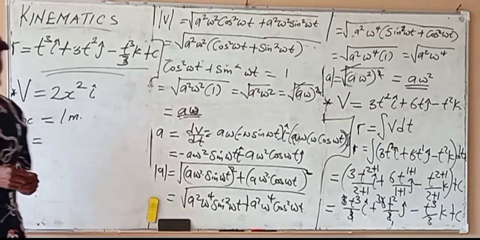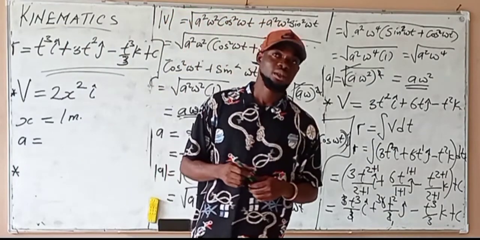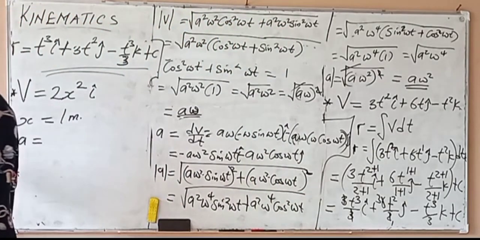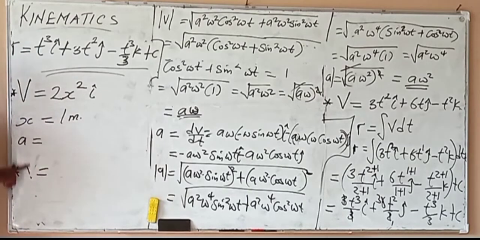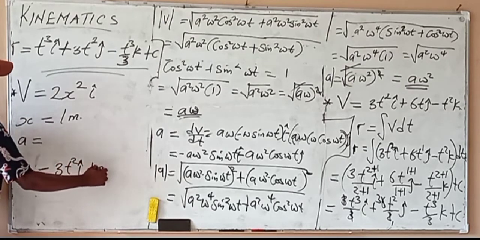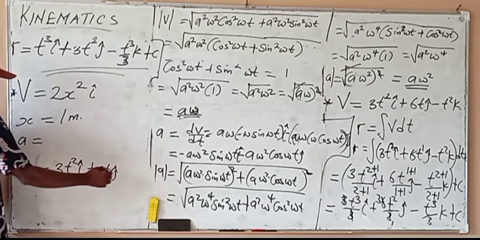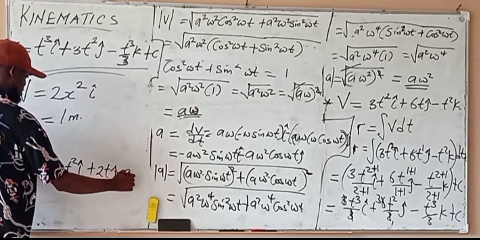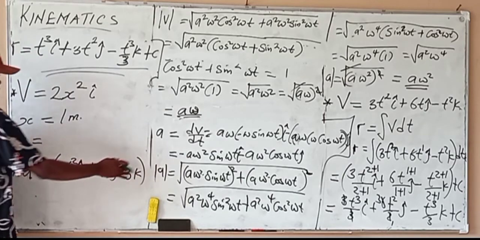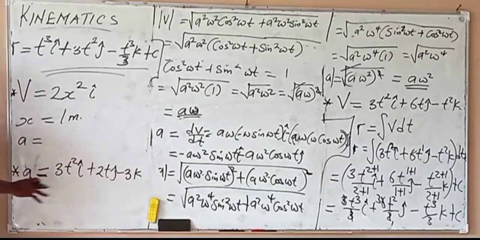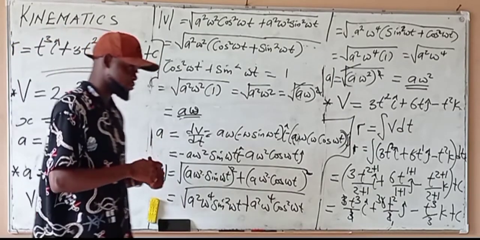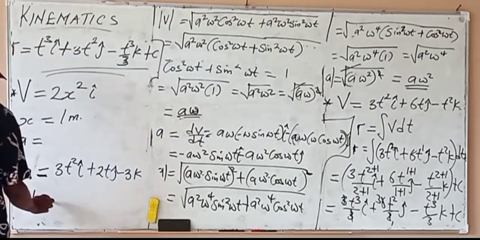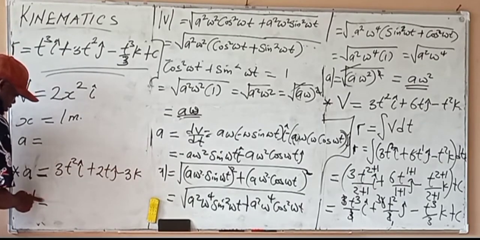The acceleration of a body is given by a equals 3t squared i plus 2t j minus 3k. Obtain the velocity of this body. That is the question. Acceleration is equal to this, so what will be the velocity?